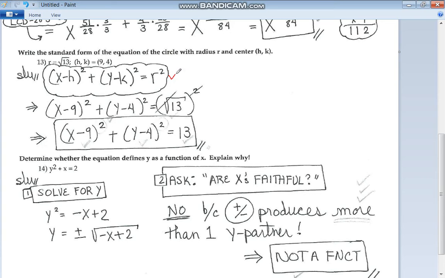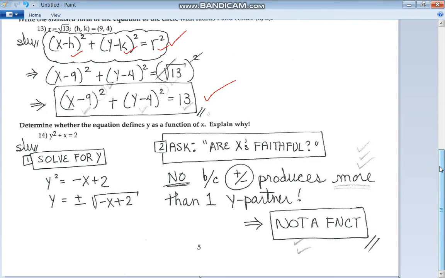Now here's what we have to have memorized. The standard equation of a circle, x minus h squared plus y minus k squared equals r squared. Now plug in the values for h, for k, for r, simplify, and here's your answer. Parenthesis x minus 9 squared plus parenthesis y minus 4 squared equals 13.